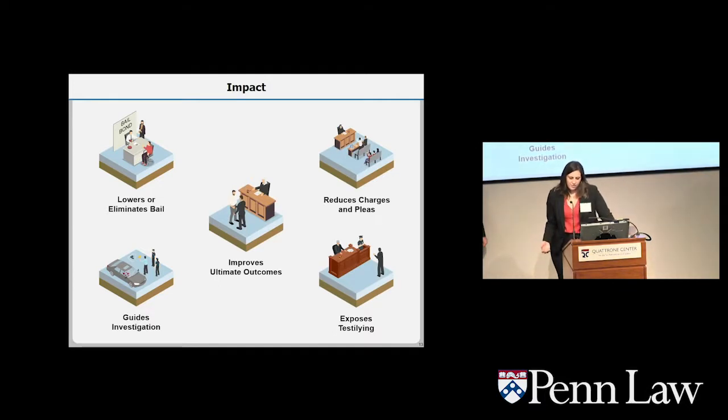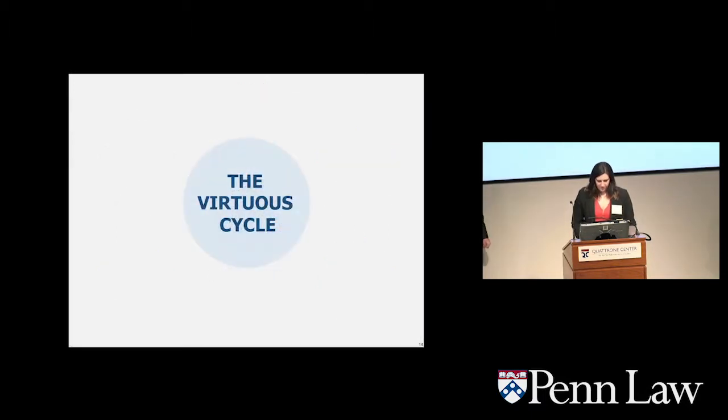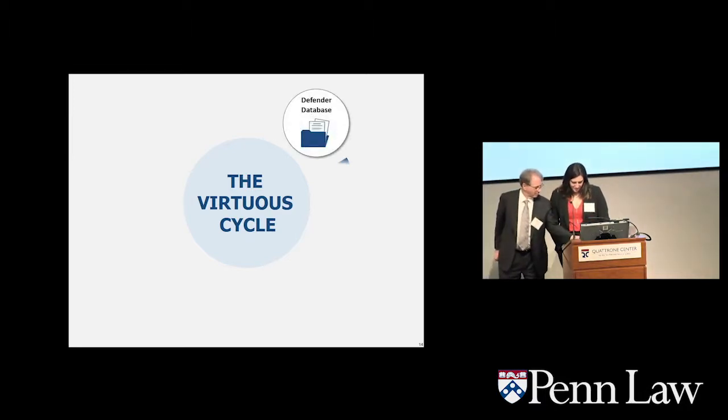And then it exposes testilying. Like I said, we are tracking all of the decisions where officers are caught lying on cases, where a judge finds them incredible, where evidence is suppressed, and we can use that in our next motions. We're making more suppression motions. Sorry, these interactions are struggling.